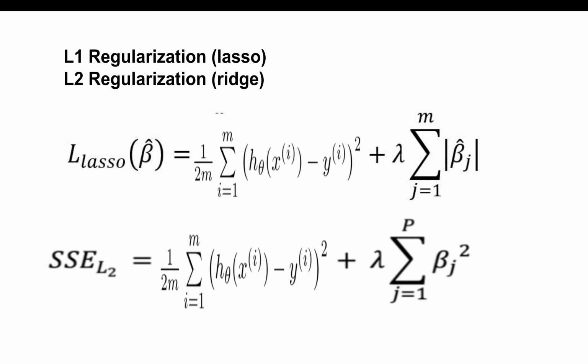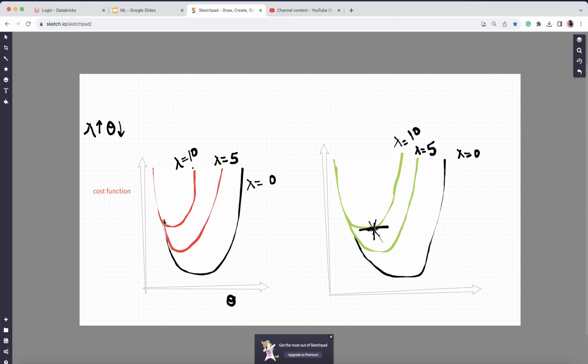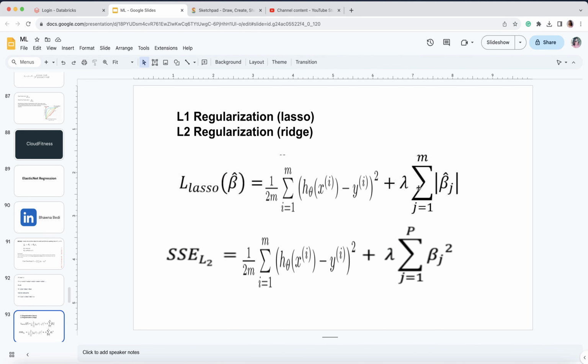Also remember, for this lambda and beta j, lambda and the slope square, or lambda and the modulus of the slope in case of lasso, you can always remember that if you plot this cost function with respect to your theta or the slope, you have this gradient descent, a U-shaped curve. If your lambda is 0, this is the curve that is formed. The moment you increase the value of lambda, which is the hyperparameter, let's say 5, and then 10 over here, you can see how the curve changes. The lambda is increasing and your theta, your slope, is decreasing. That is exactly what will happen here as well.